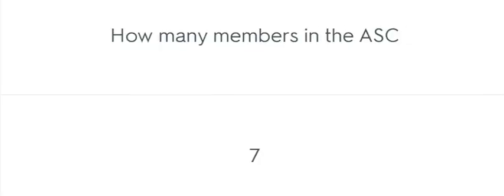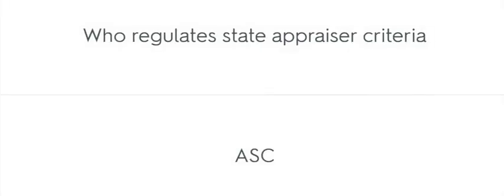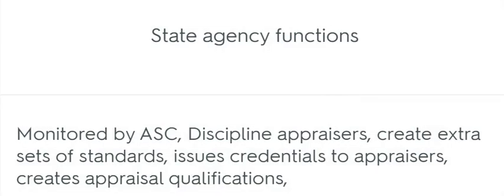How many members in the ASC? 7. ASC members represent the Federal Reserve System, Office of the Comptroller, Federal Deposit Insurance Corporation, National Credit Union Administration, HUD, Federal Housing Finance Agency, Consumer Financial Protection Bureau. Who regulates state appraiser criteria? ASC. State agency functions: monitored by ASC, discipline appraisers, create extra sets of standards, issue credentials to appraisers, create appraisal qualifications.